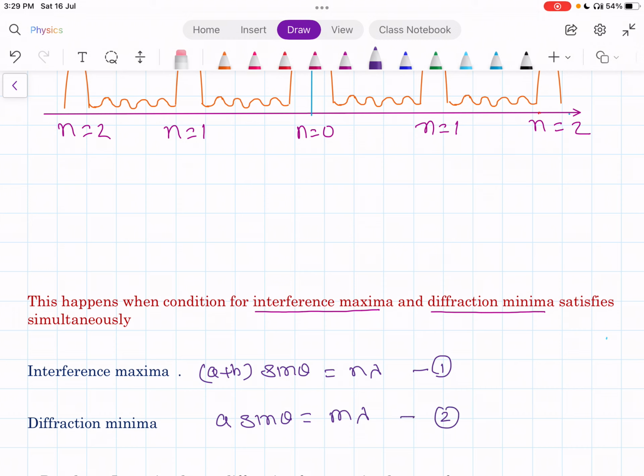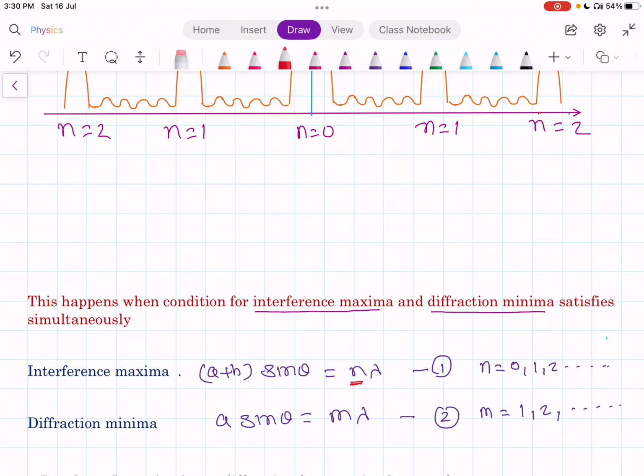In equation 1, n starts with 0, 1, 2, etc. But in equation 2, m starts with 1, 2, etc. So when equation 1 and equation 2 are satisfied simultaneously, then the nth order would be absent, would be missing.